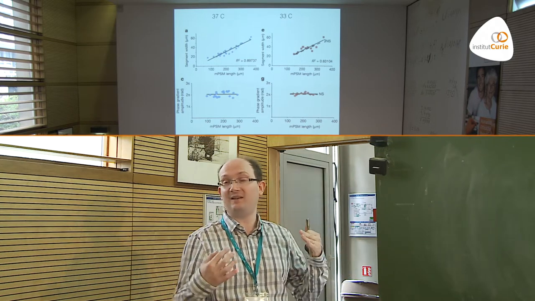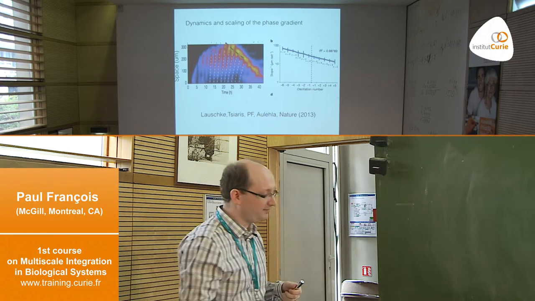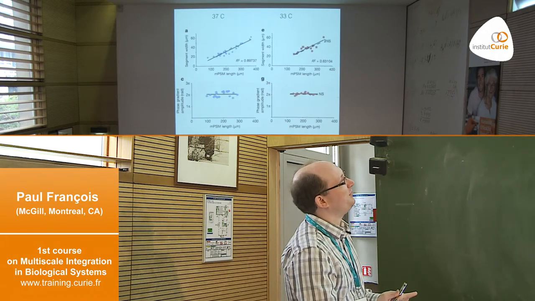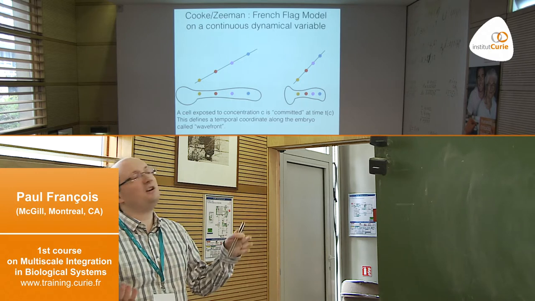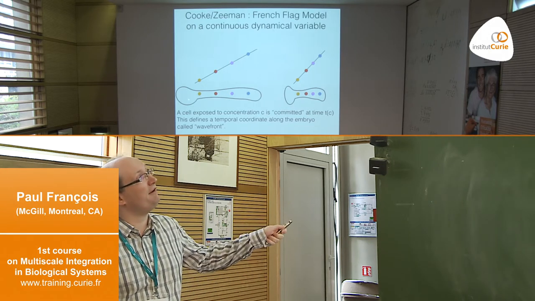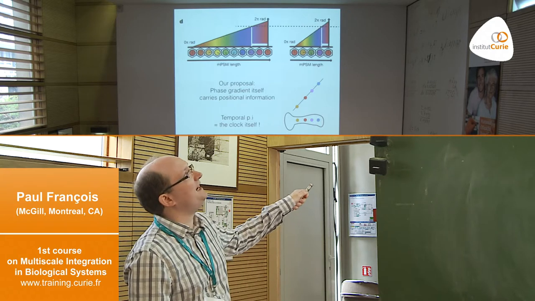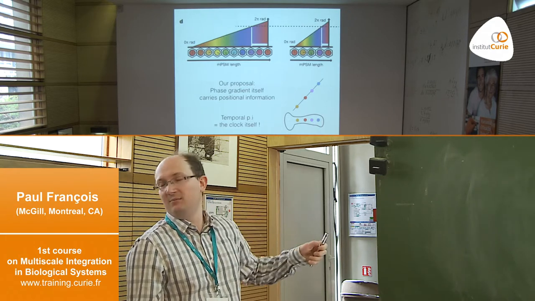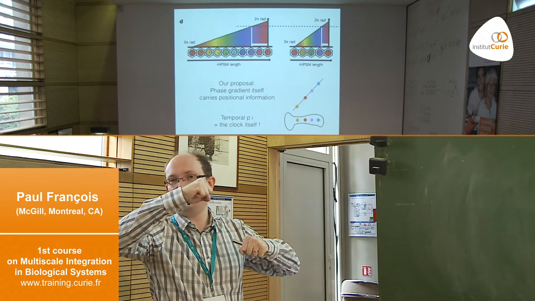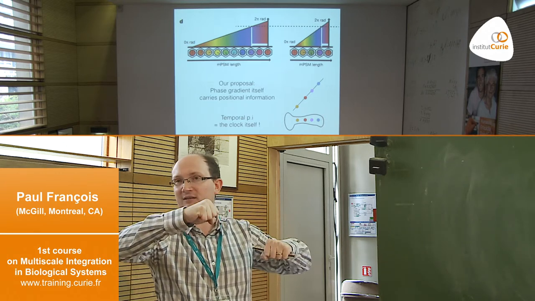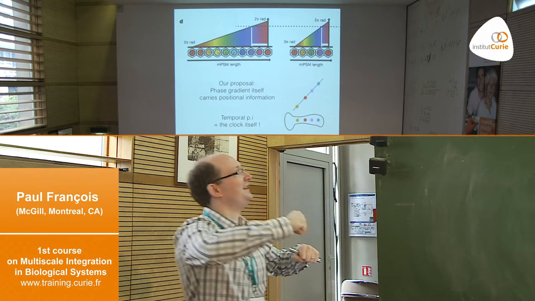Our proposal is that the system uses the temporal coordinate of the wave to define where the segment is. I don't have time to go into details of why this proposal might be correct or not, but I told you earlier about the French flag model and the dynamical behavior proposed by Cooke and Zeeman. They were saying we have a wave propagating like this, which gives you a temporal coordinate, basically. And we believe this temporal coordinate is defined by the phase difference between the oscillator at the tail and the oscillator at the front. It has many implications, because that suggests there is a way to measure this phase difference. So there might be other oscillations, and I can tell you more about this offline if you want. I cannot show you data on that.